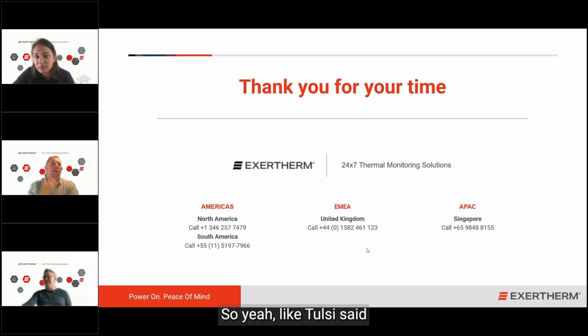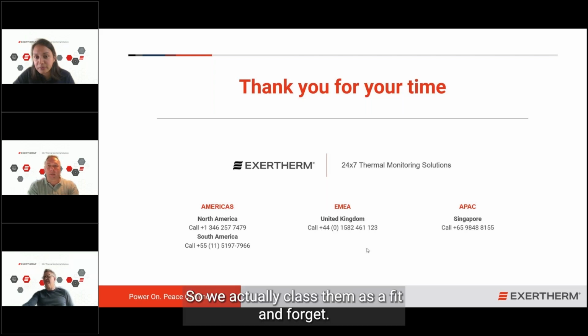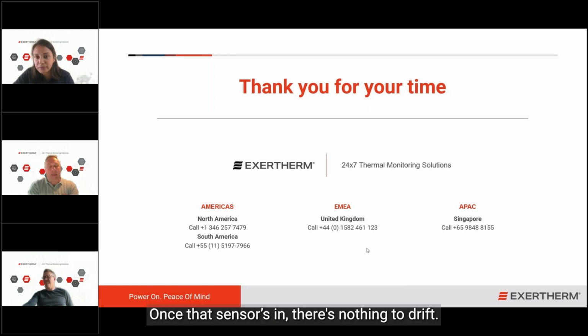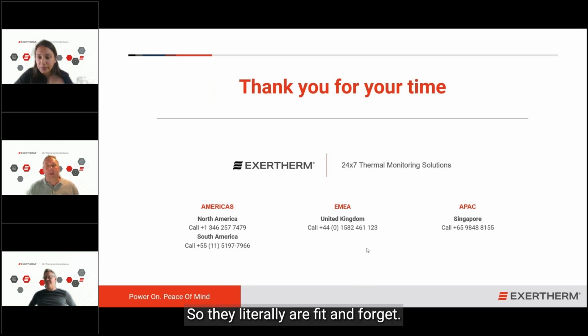Yeah. So Tulsi said they're calibrated in the factory. Once they leave, that's it. So we actually class them as fit and forget. Once that sensor's in, there's nothing to drift, because there's no power supply, no power source required, be it from a battery or an external supply or energy harvesting. There's nothing inside there that can drift. So they literally are fit and forget.